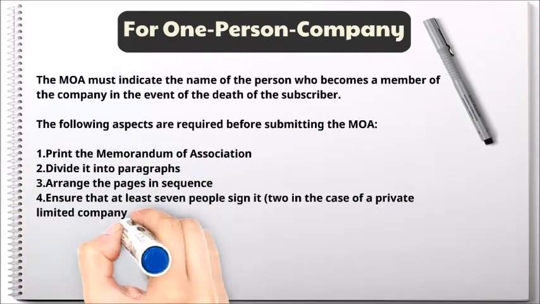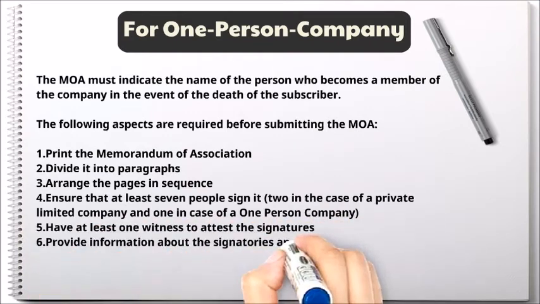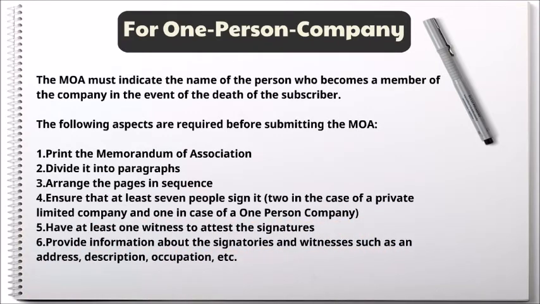The following aspects are required before submitting the MOA. 1. Print the Memorandum of Association. 2. Divide it into paragraphs. 3. Arrange the pages in sequence. 4. Ensure that at least 7 people sign it, 2 in the case of a private limited company and 1 in case of a one-person company. 5. Have at least 1 witness to attest the signatures. 6. Provide information about the signatories and witnesses such as an address, description, occupation, etc.